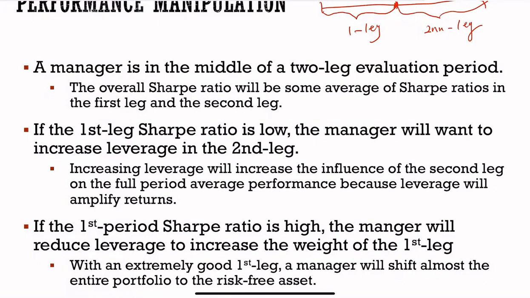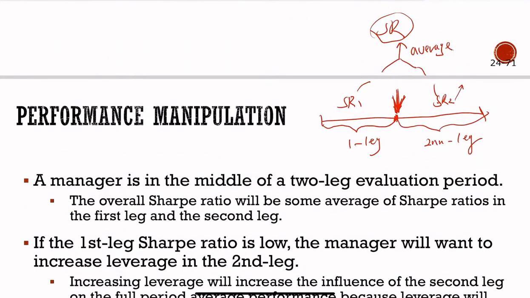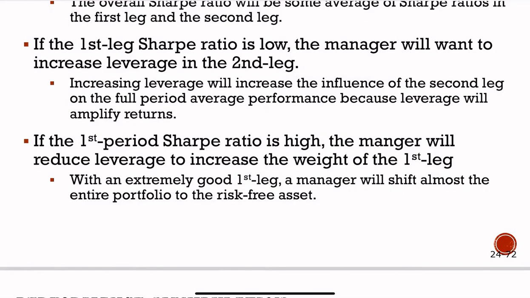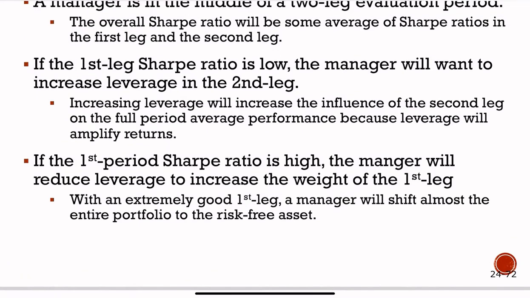Now, let's think about the opposite case. Let's say the first period Sharpe ratio is very high. Now, what does the manager want to do? Well, the manager will think: okay, the overall Sharpe ratio is a weighted average of the first leg Sharpe ratio and the second leg Sharpe ratio. Now I have already got a high Sharpe ratio in the first period. Now I will want to reduce the weight of the second leg Sharpe ratio. But how could the fund manager reduce the weight of the second period Sharpe ratio? Well, the manager will reduce the leverage in the second period.